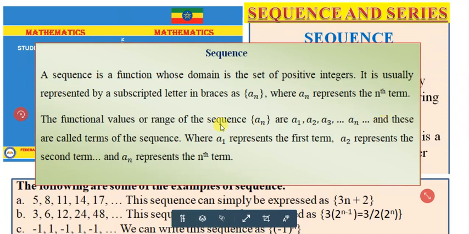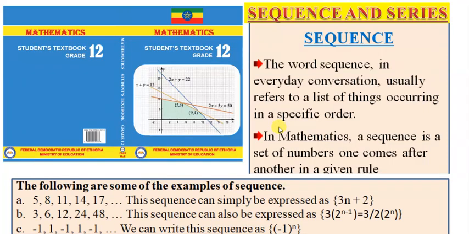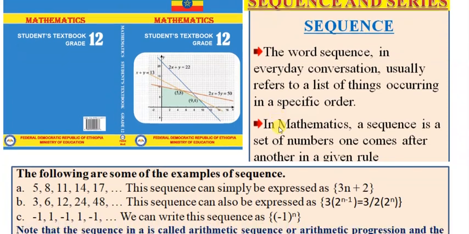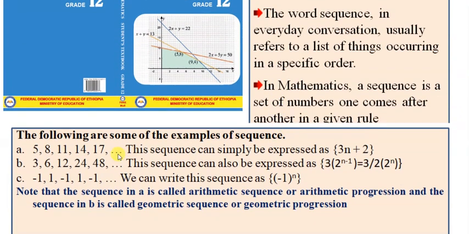These are called terms of the sequence, where a1 represents the first term, a2 represents the second term, and so on, and an represents the nth term. Now let us see some of the examples. As you can see here, there are three examples provided particularly for this section.